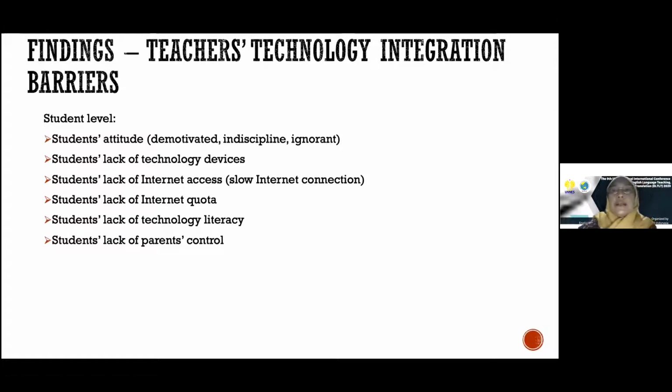First, the teachers' technology integration barriers in terms of the student level. Based on the data analysis, I could summarize that the student level barriers include students' attitude, for example, demotivated students, indiscipline and ignorance, students' lack of technology devices, and students' lack of internet access. It means that they have slow internet connection. Then there are students' lack of internet quota, students' lack of technology literacy, and also students' lack of parental control.